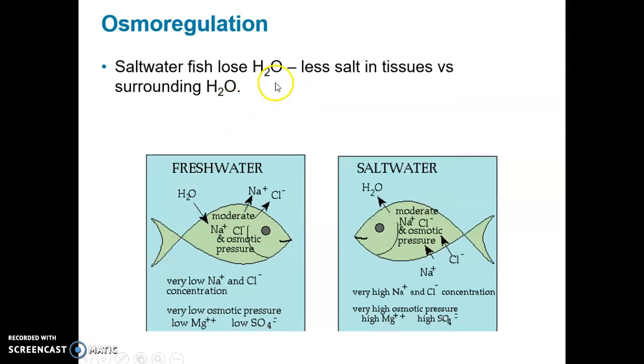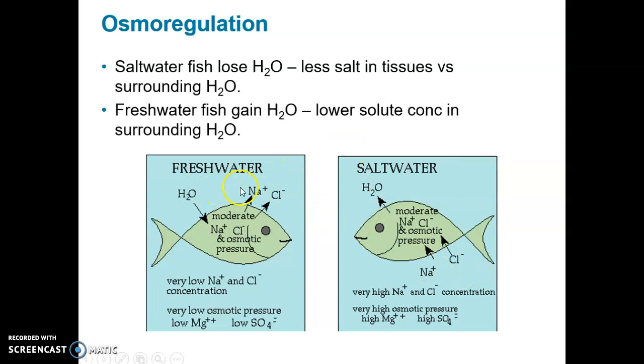So again, if you're a saltwater fish, you lose water because there's less salt in your tissues versus the external environment, and that draws out water via osmosis. So saltwater fish respond by drinking lots of salt water, and then they have mechanisms to expel the excess salt.